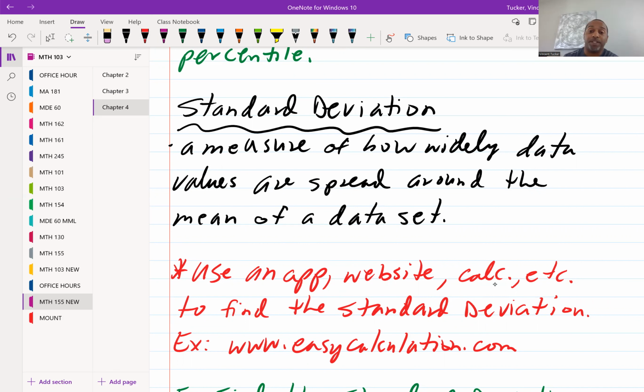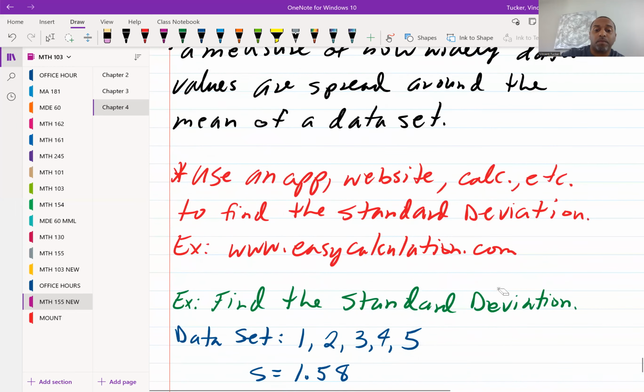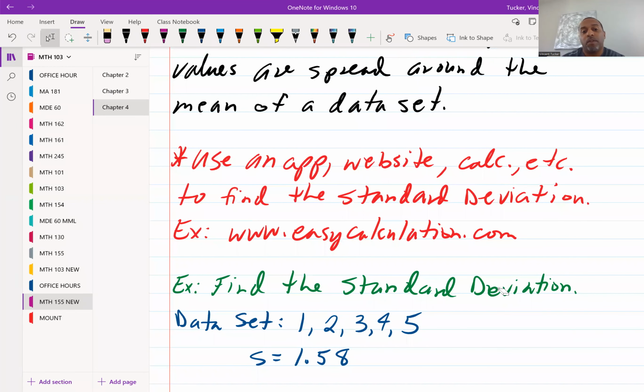Once it goes over 20 data values, something like that, it can be a little problematic and tedious. But once again, you aren't held accountable for the formula, but for having something that will calculate the standard deviation for you. And then we're going to get into the application of the standard deviation later. So if I just use my data set of 1, 2, 3, 4, 5, and they ask us to find the standard deviation.